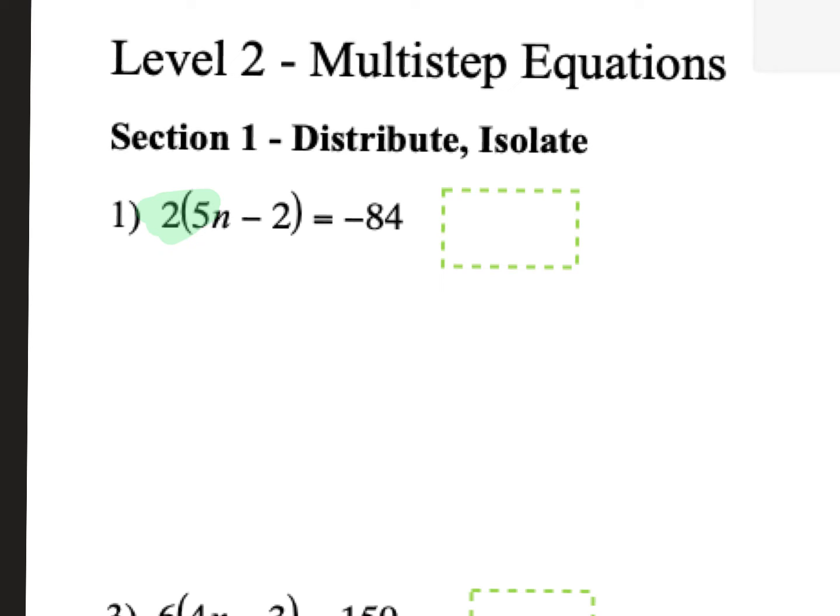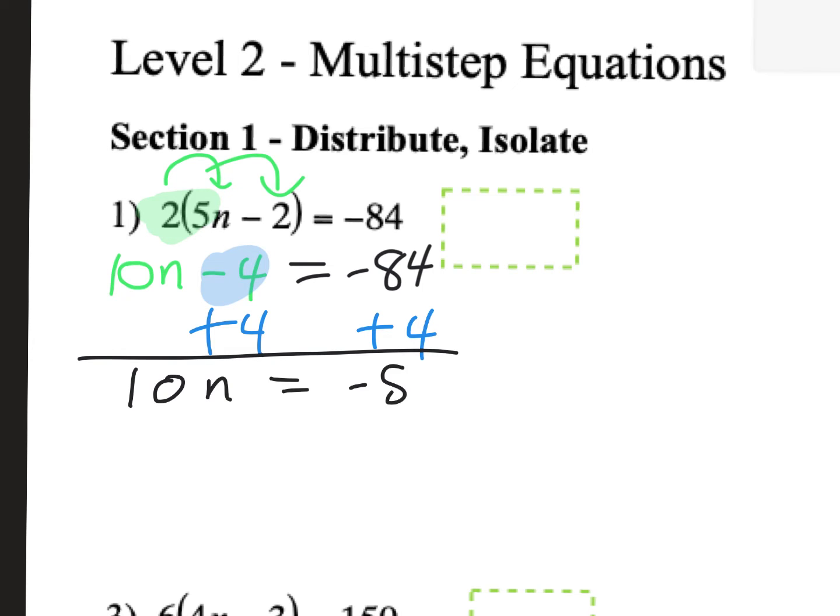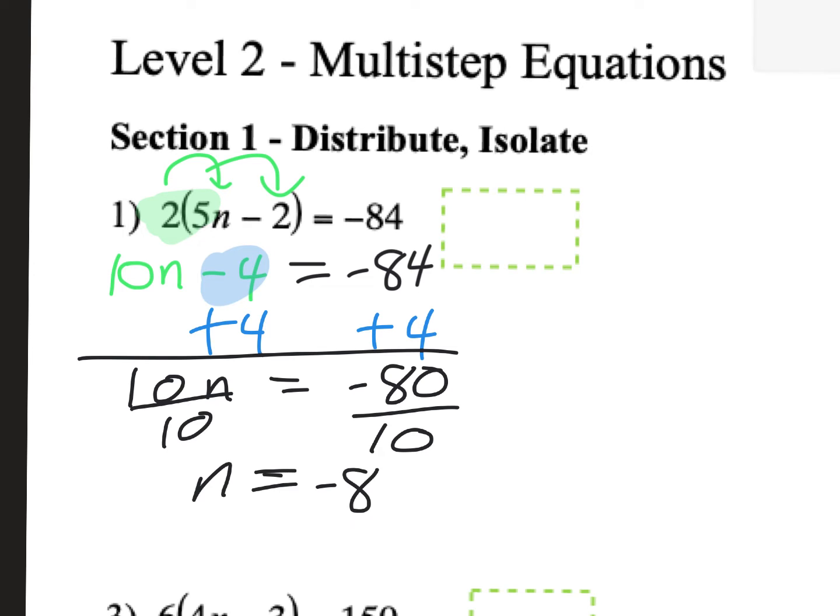So what most teachers and textbooks will tell you to do is take that 2 and distribute, giving 10n minus 4 is equal to negative 84. Then you cancel out the minus 4 with a plus 4, just like a regular 2-step equation. That would be negative 80, divide both sides by 10, n is equal to negative 8. If you do it that way, you're going to get it right, barring any little mistakes.